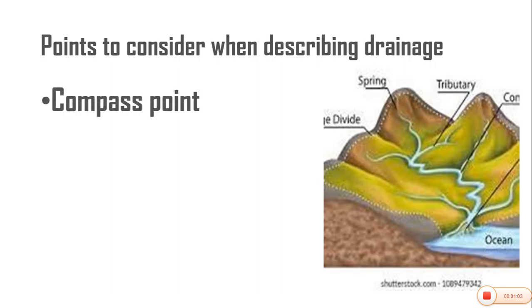One of the points to consider when describing a drainage is the compass point. The compass point is a point of direction in which the river is flowing, the direction where the river is coming from.